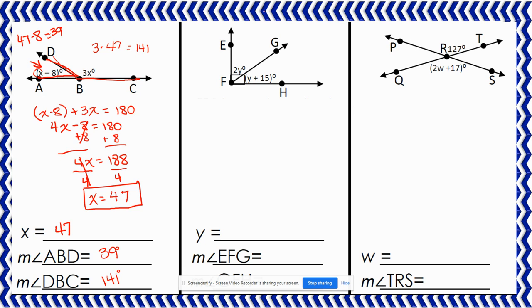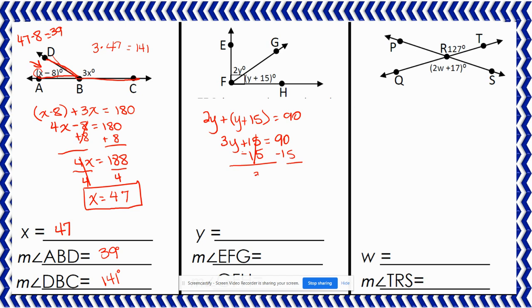For our next problem, I know that these are complementary because this tells me that they make a right angle. So I know that together, when I add them, I should get 90 degrees. So I will write an equation that says 2y, which is this one, plus y plus 15 equals 90 degrees. Combine my like terms, 2y plus 1y is 3y. Positive 15 doesn't have a like term, so I rewrite it, equals 90. Now I'm going to subtract 15 from both sides.